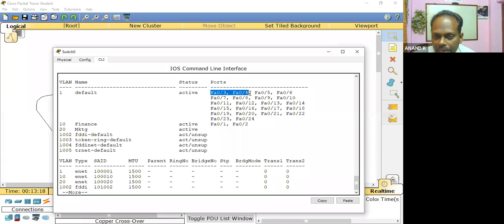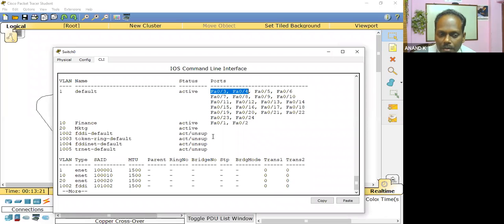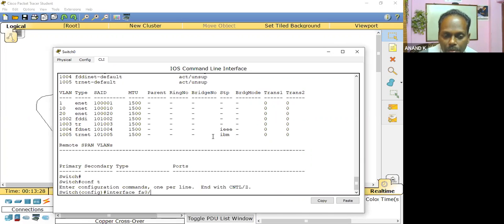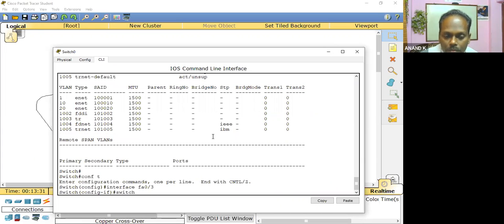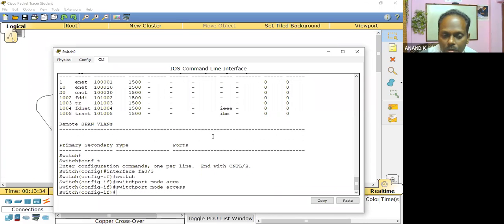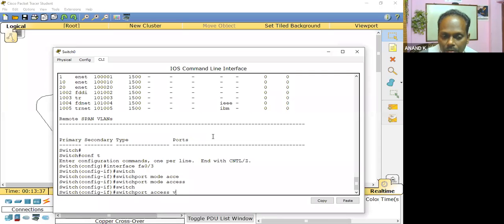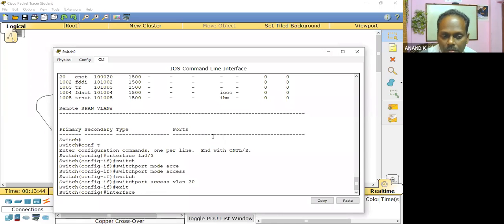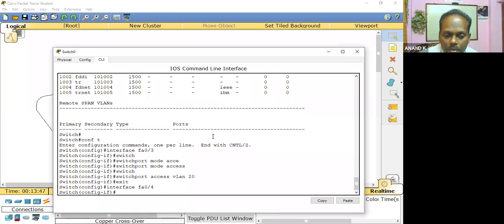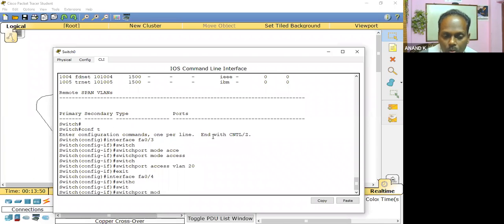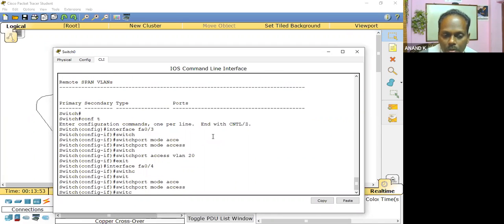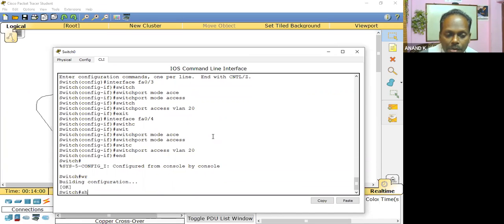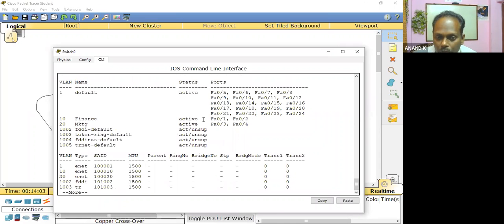Similarly, I will transfer 3 and 4 to the marketing department. So conf, interface FA 0/3, switch port mode access, switch port access VLAN 20. Exit. Interface FA 0/4, switch port mode access, switch port access VLAN 20, and I have completed. Write memory, show VLAN. It will show you now.